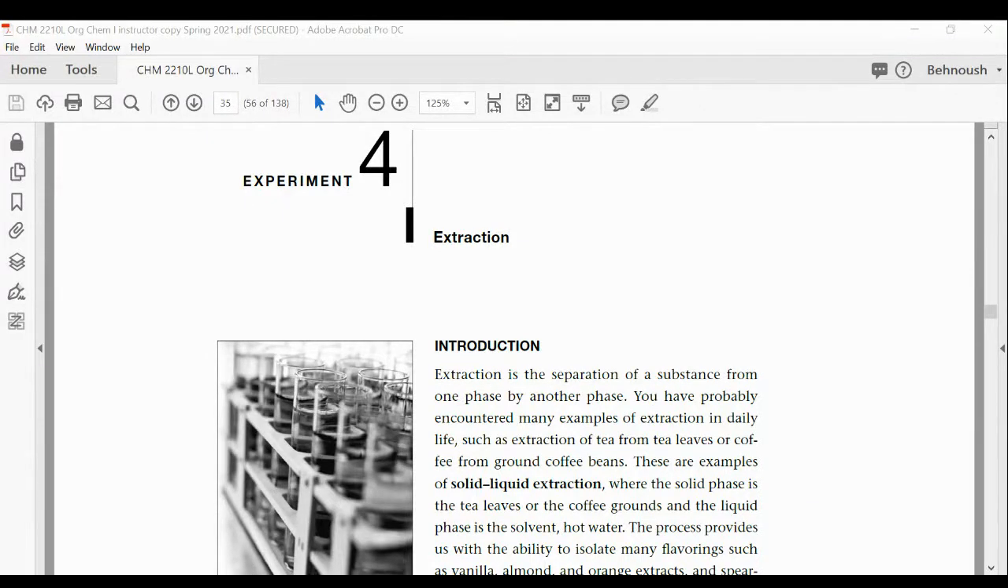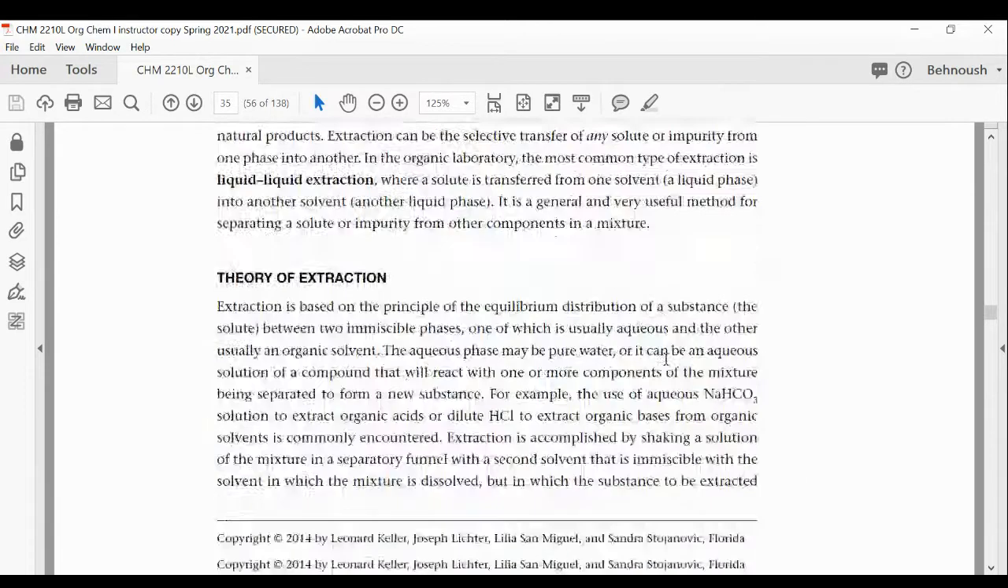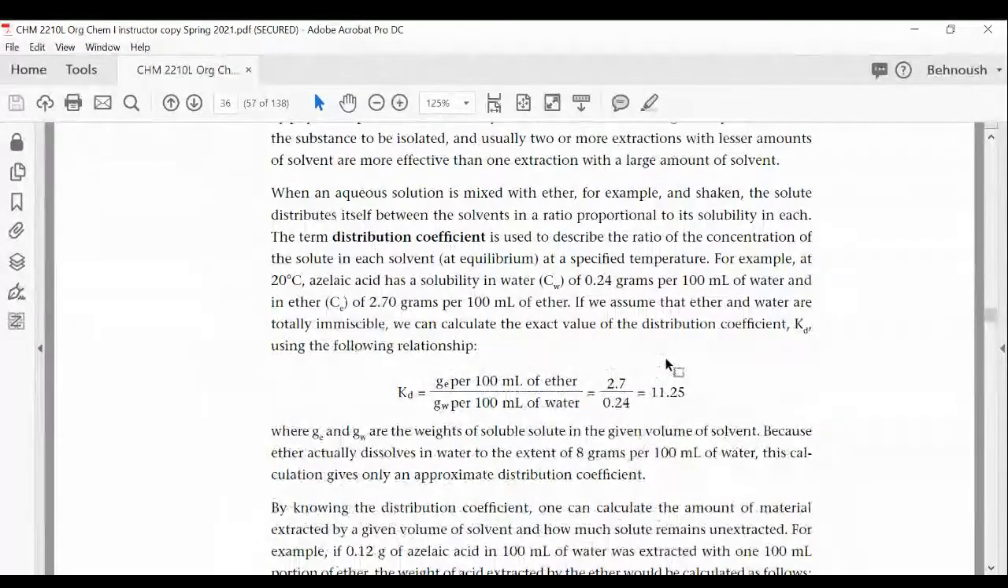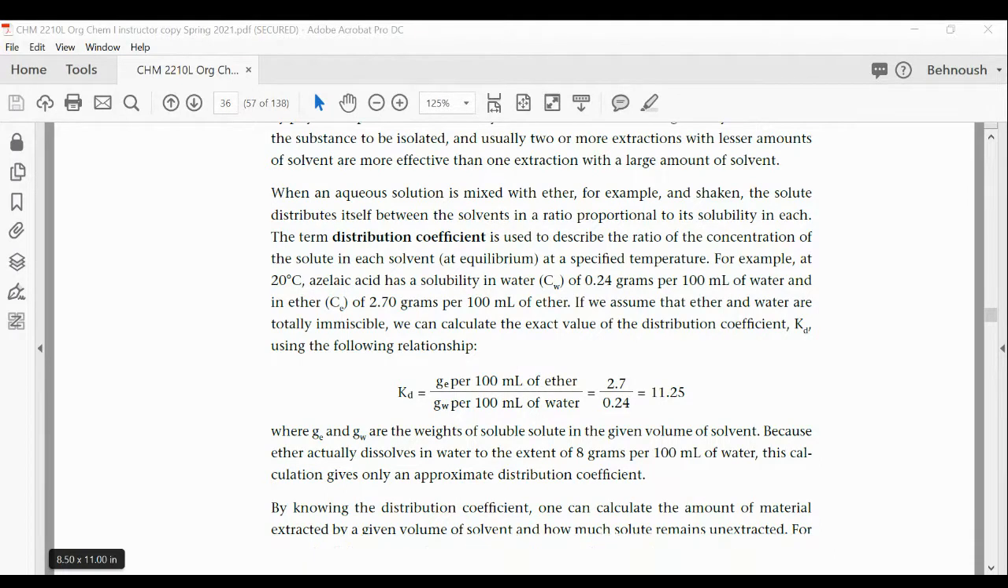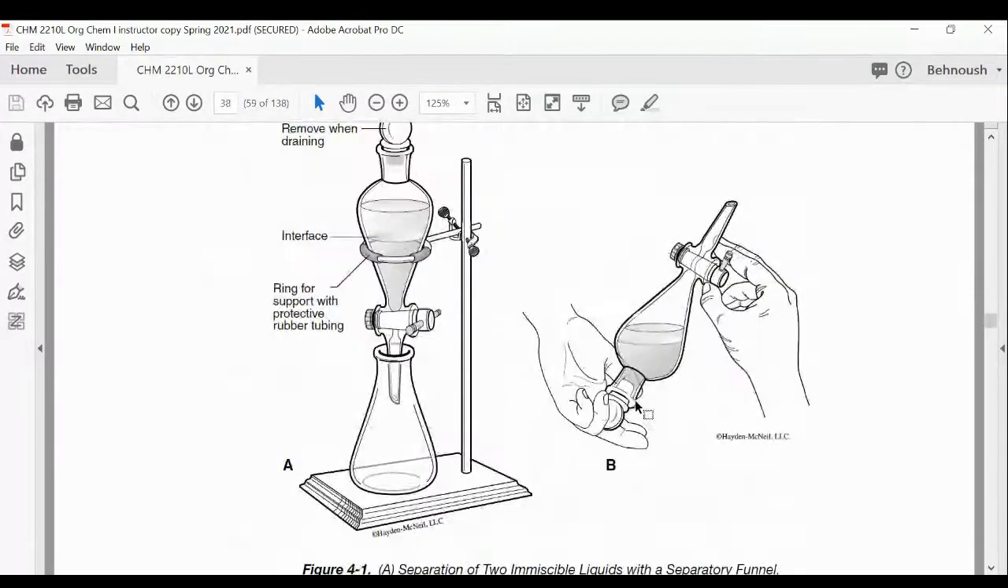The extraction that we are talking about in this experiment is known as the solid liquid extraction, or we could have a liquid extraction. What's happening in extraction? Let's go to the equipment that you are using in the lab for the extraction. The equipment used in the lab for extraction is the separator funnel. This is the device that is used for extraction.